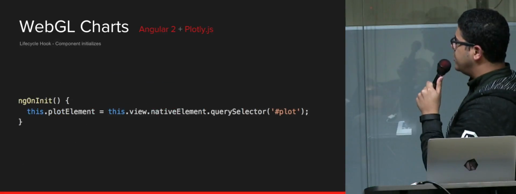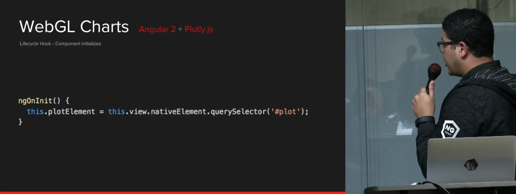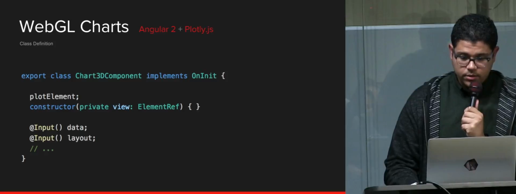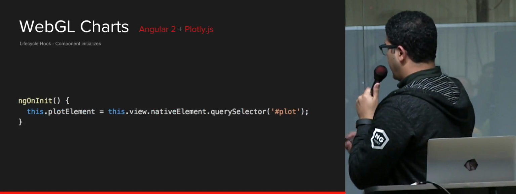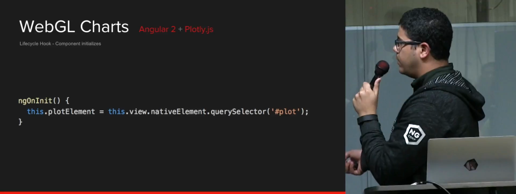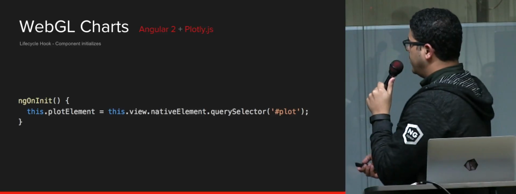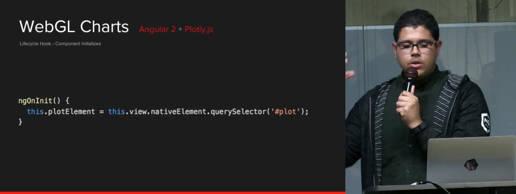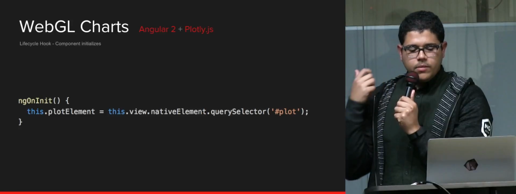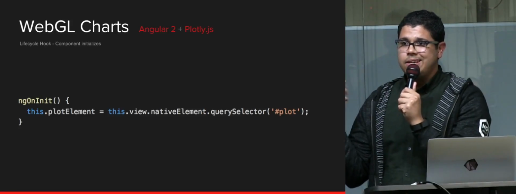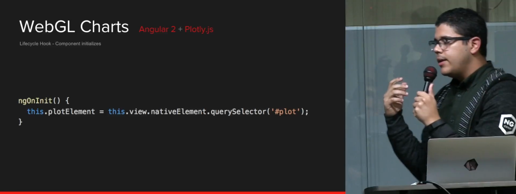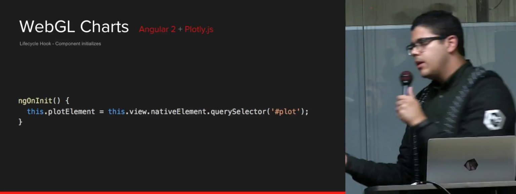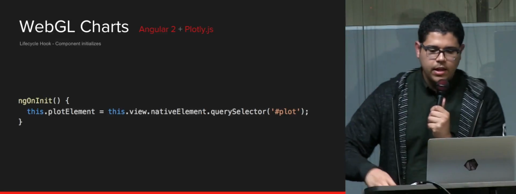Okay, so on our ngOnInit component lifecycle hook, we're taking our plotElement that was previously declared, not defined. Now we're defining it with the view that comes from the element reference. The element reference has a property called nativeElement that gives you the element of the component, that template, that view. If you remember when creating a directive in Angular 1, in the link function you have an element available. This would be kind of similar.